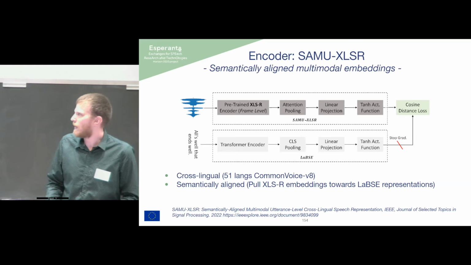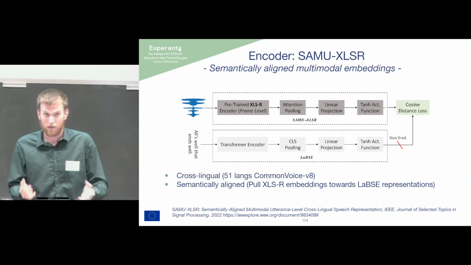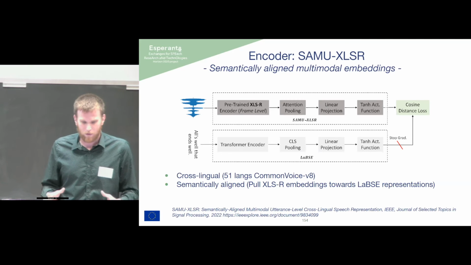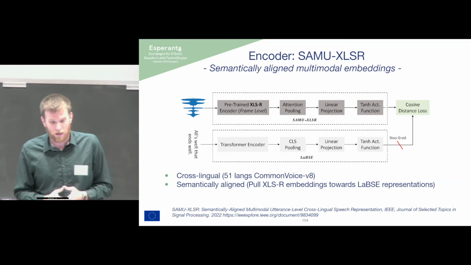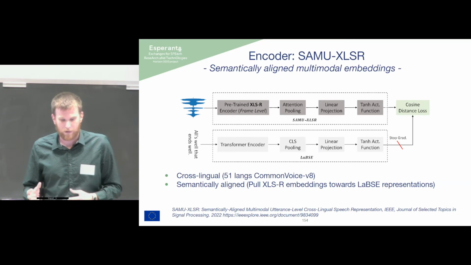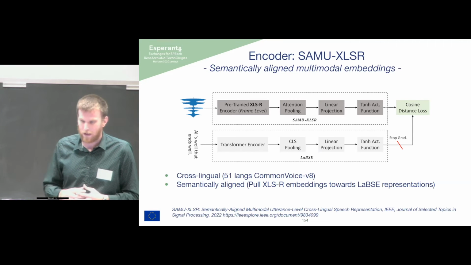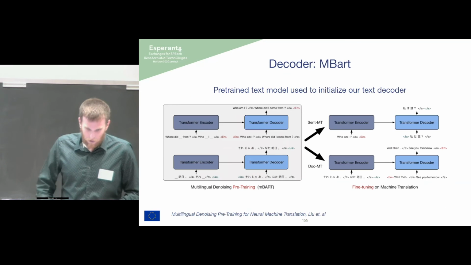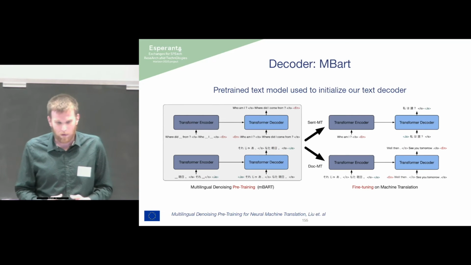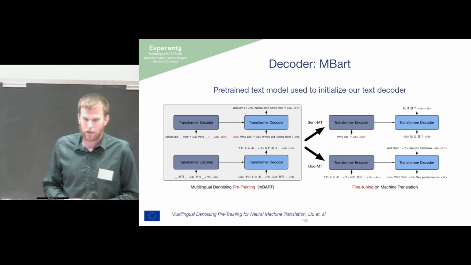Again, I'm going back to the SAMU-XLSR. This slide is the same as the one Anthony presented at the beginning of the presentation. Just let me remind you the basics. It's a cross-lingual model. This version is trained on 51 languages from Common Voice, and it's semantically aligned so that the embeddings from XLSR are pulled towards LaBSE representations. Talking about the text decoder we are using, we are in fact using the MBART model, a pre-trained text model that we will be using to initialize our text decoder.